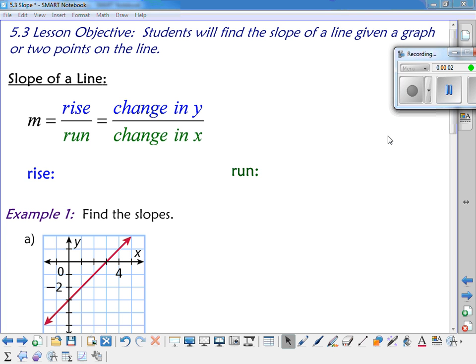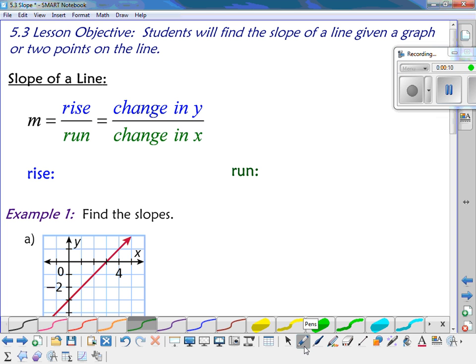Okay, so today's lesson objective. Students will find the slope of a line given a graph or 2 points on the line. So the first ones we're going to talk about are on a graph.